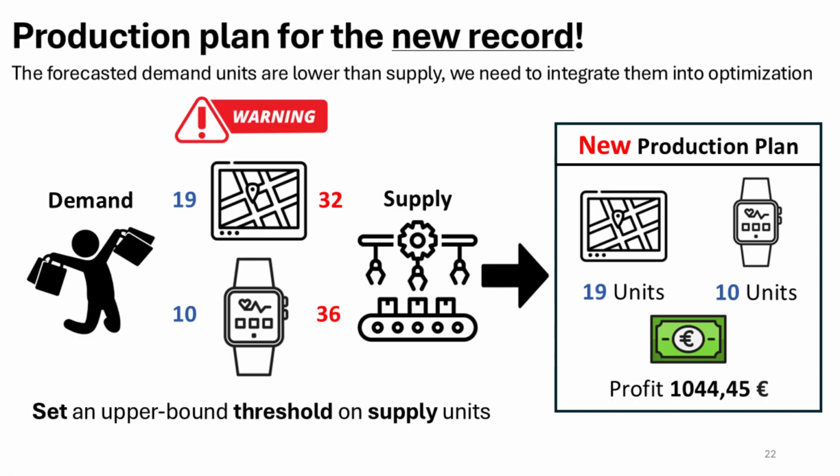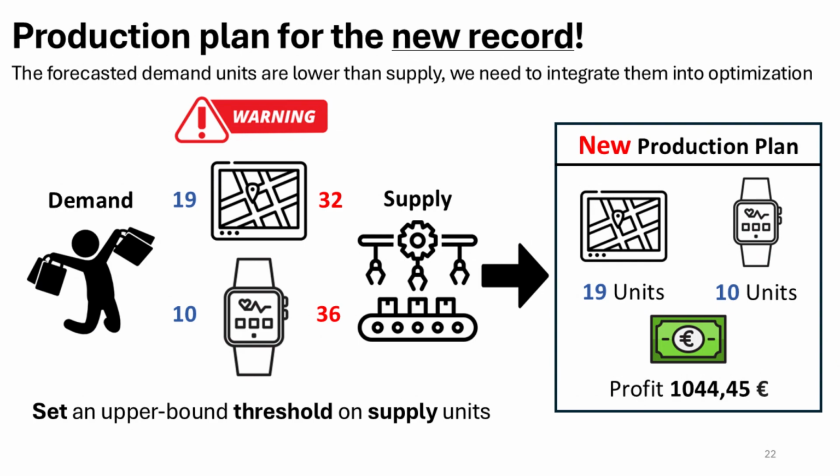In a naive system, you might be tempted to produce at full capacity to maximize utilization. However, producing more than the market demands leads to wasted capital and storage costs. Therefore, we need to integrate these demand forecasts into our optimization strategy. To do this effectively, we set an upper bound threshold on supply units. We essentially cap our production at the demand level to avoid oversupply by aligning our production exactly with our conservative forecasts. 19 units for product A and 10 units for product B.